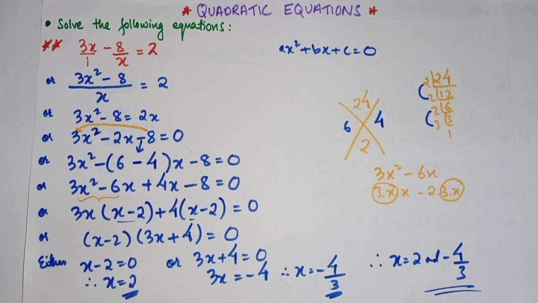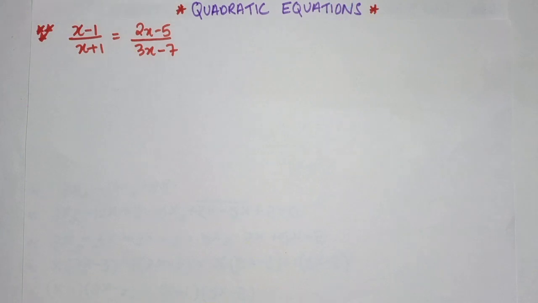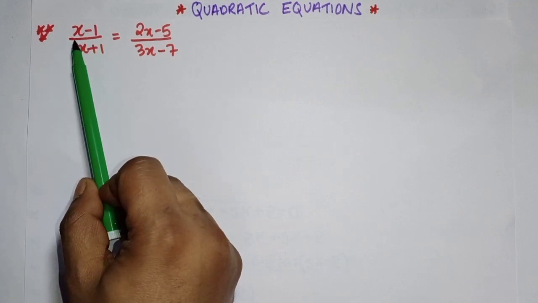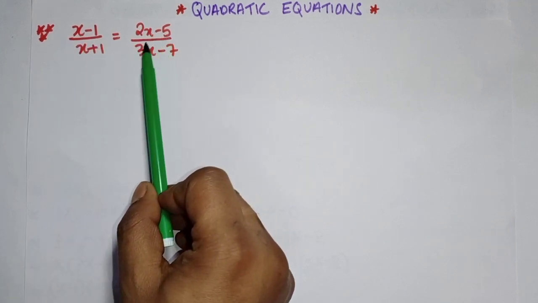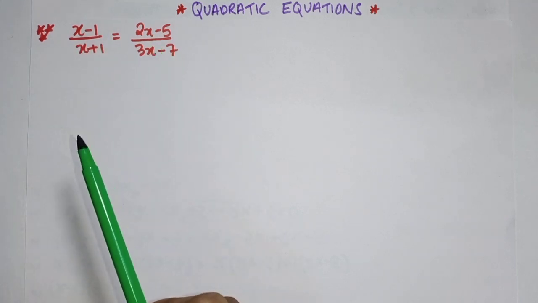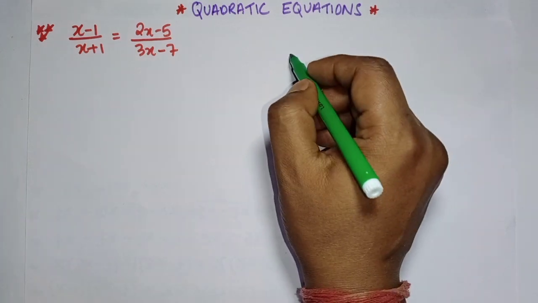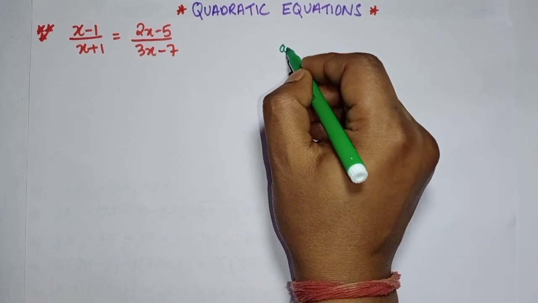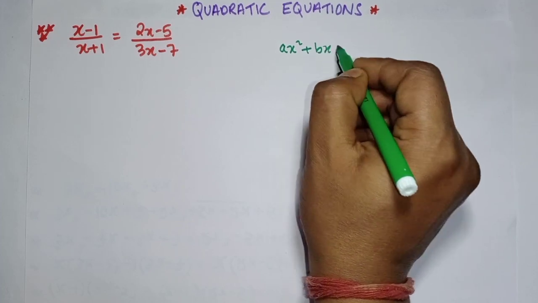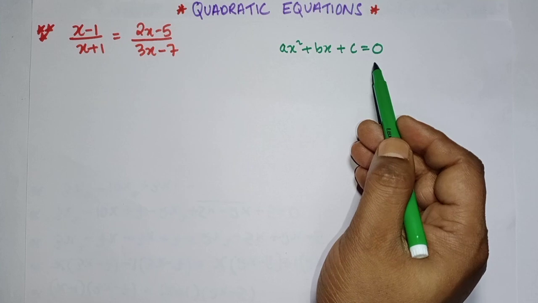Okay, so now let's solve another question. So here we have one of the very important question. So as you can see here, what you have, x minus 1 divided by x plus 1, 2x minus 5 and 3x minus 7. So it's one of the very important questions. So what you can see in this is that it's not given in the standard form. So first we have to make it in the standard form. What is the standard form? As you know the formula, x square plus bx plus c is equal to 0. So our first step is that we have to make it in the standard form.